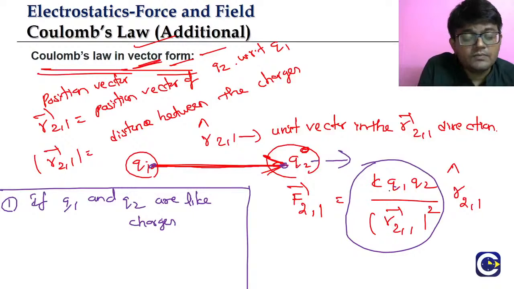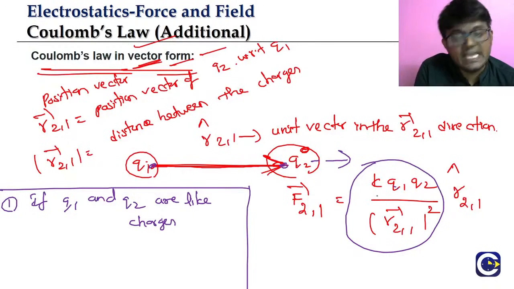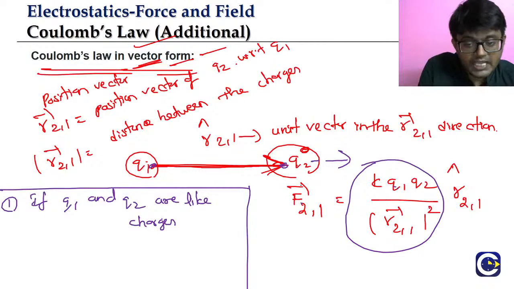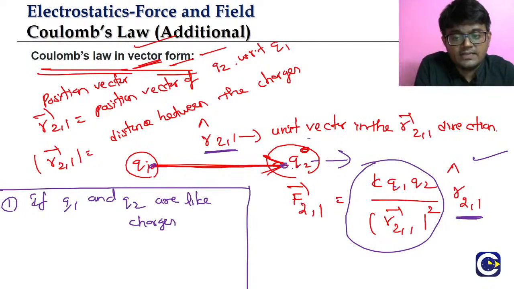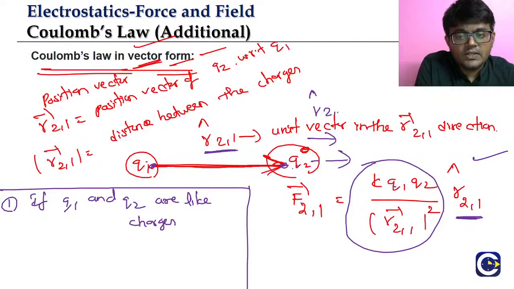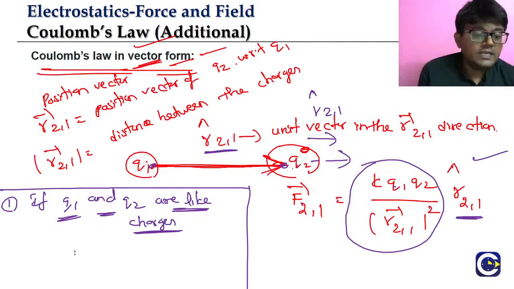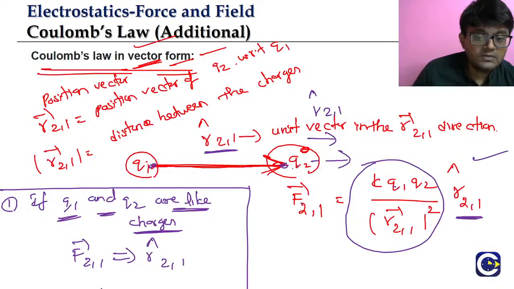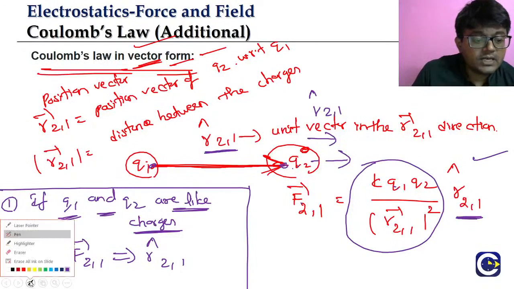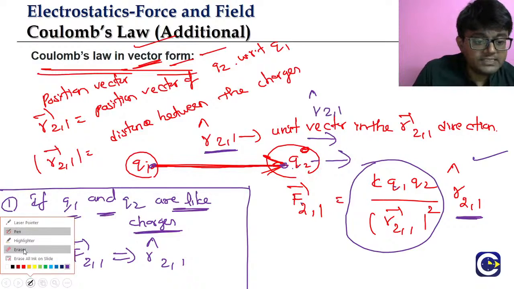Which means what? If q1 and q2 are of the same nature, then the force acting on the second charge, q2, will be in the same direction as the unit vector of direction. What is the unit vector? This is the unit vector direction. So if q1 and q2 are like charges, then the force will have the same direction as the unit vector. Okay? Because it is the repulsive force.